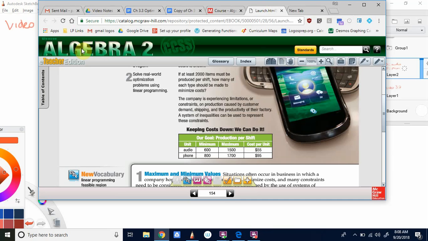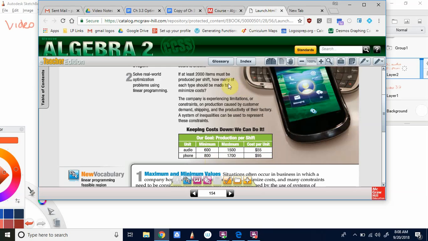You could use X and Y. It doesn't really matter, but when you're doing linear programming, it kind of makes sense to use the variables of the initials of the items you're doing. And they tell us our goal production per shift. So we want to make a minimum of 600 audios and a maximum of 1,500, a minimum of 800 phones and a maximum of 1,700 phones. And this is what they cost each to make.